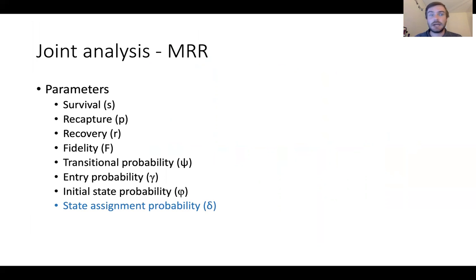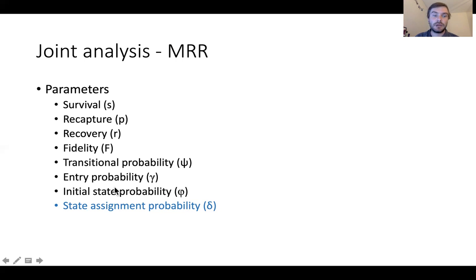So for this analysis, we have a number of parameters that we're looking at. We have survival, the recapture probability, so how likely we are to recapture the individuals again in a particular year, the recovery probability, the site fidelity probability, so how likely an individual is to stay within the study area, the transitional probability, so how likely individuals are to transition from being a juvenile into being an adult. We also have this entry probability, so when individuals haven't been captured yet, how likely they are to be captured in the next time period.